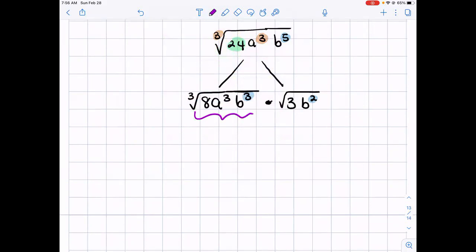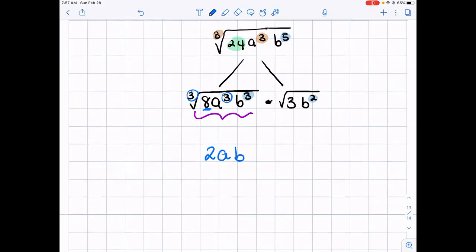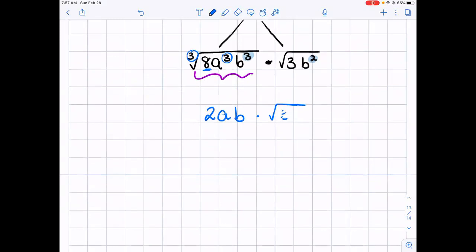Okay. So this becomes the cube root of 8, which we know is 2. The index and the power, this becomes a 3 divided by 3, and b times this part here. We cannot simplify it, so we just leave it as 3b squared. Okay, we cannot simplify that portion of it.